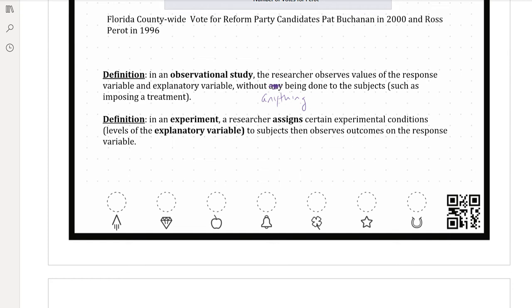In an observational study, the researcher observes values of the response variable and the explanatory variable. So we're observing both the response and the explanatory variable. And that's done without anything being done to the subjects by the researcher. So everything is purely observed, and so that's why it's an observational study. So we might think of ourselves as a researcher as just being dropped into the study design, and we're observing everything. It's a very passive study.